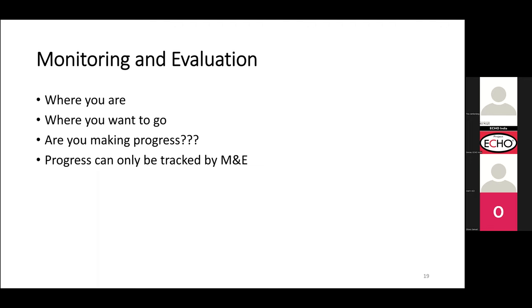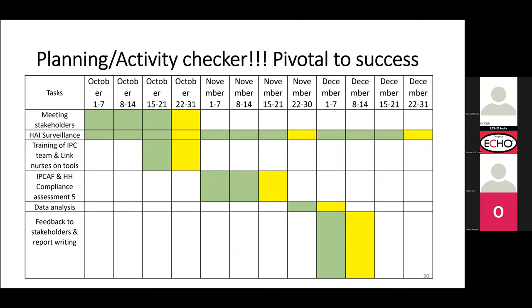The next slide shows us a picture of a Gantt chart, which we developed at the end of last year as part of the activities in developing our HAI surveillance, for developing the tool, for doing the training, and then for interacting with stakeholders. I did mention that all members of the team are not full-time IPC staff. We all have primary responsibilities elsewhere. So without an activity checker and without planning, there's no way we can keep track of your requirements when it comes to instituting an IPC program. So it is pivotal to success. So for your program to succeed, this is one of the main things you need to address.